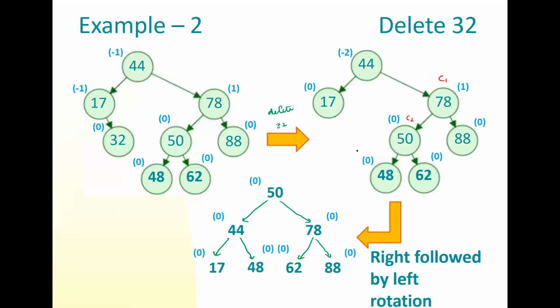Now moving further, one more example: deletion of 32 in this structure. When you delete 32, the balance factor of 44 is disturbed. This is the Z pivot node, and its immediate child with larger height is 78, which is Y, and the immediate child of Y with larger height is X. So the structure is Z, Y and X. You have to perform two rotations. This is RL: a right rotation about Y, then after that a left rotation about the Z node. After the double rotation you will get this as the final answer.